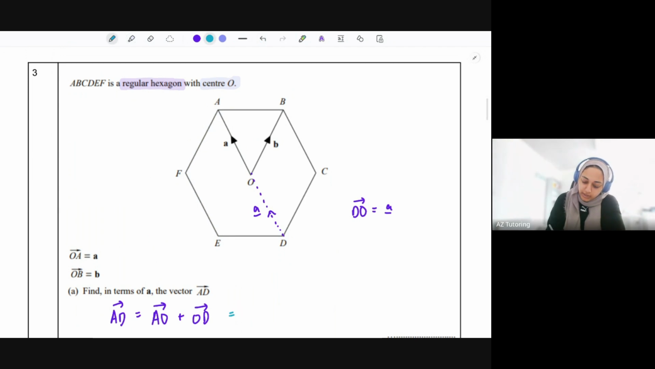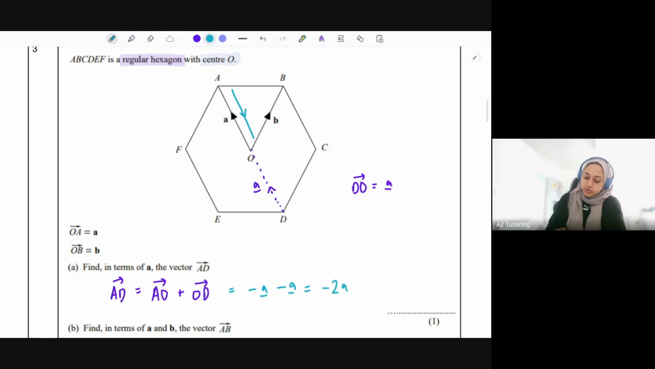Okay, so what is A to O? Well, O to A is positive A, so the opposite direction, that would be minus A. And same for OD. We know DO is A, and we're going the opposite direction, so it's minus A. And minus A minus A is minus 2A. So vector AD in terms of A is minus 2A.